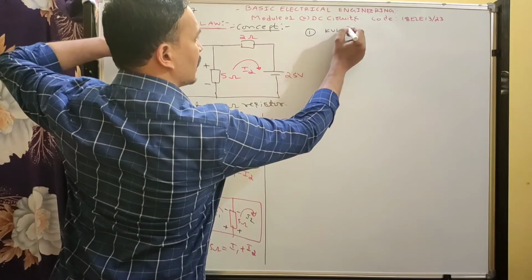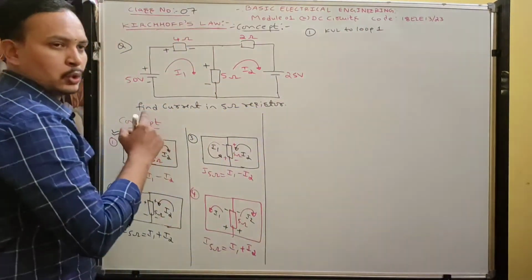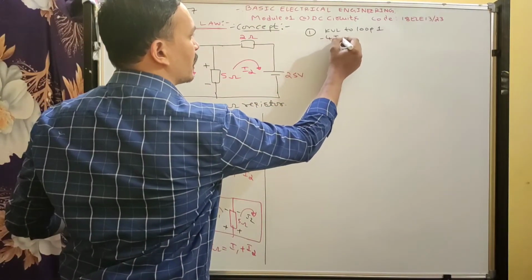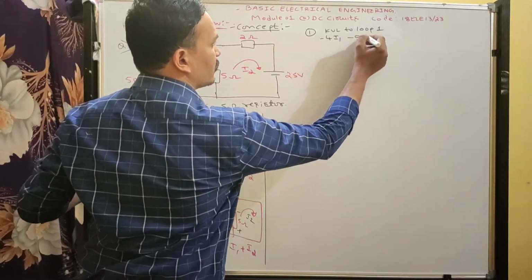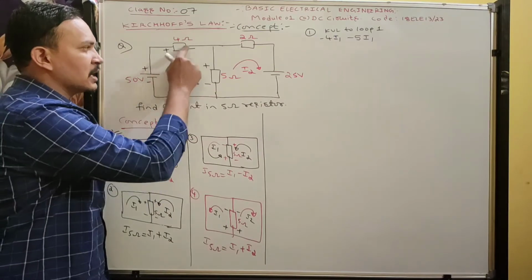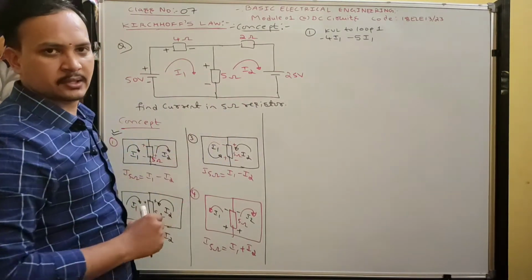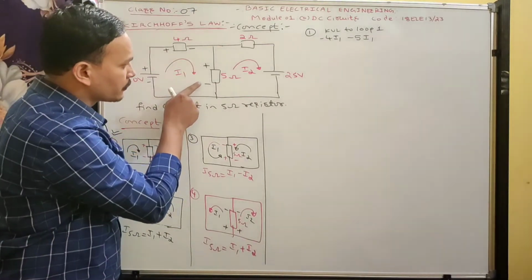So I am applying KVL to loop 1. Plus to minus, drop. Minus 4I1, then plus 2 minus drop, minus 5I1. Now for this polarity, you are applying KVL for loop 1. The 5 ohm resistance will carry both I1 and I2 currents, but you are writing KVL for loop 1.